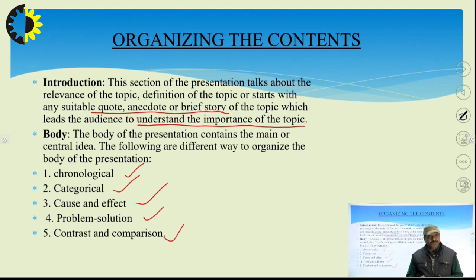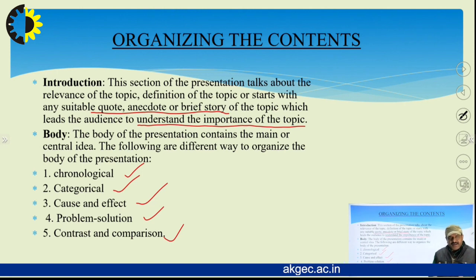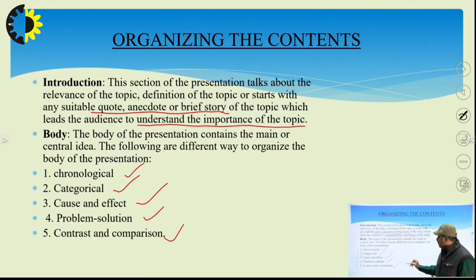Under the body part, the first is chronological. Chronological means leading from one idea to another, one idea after another idea. You begin in an ascending way, that is called the chronological way. Then categorical, cause and effect, problem solution, and contrast and comparison. These all five play a very significant role in the body part.